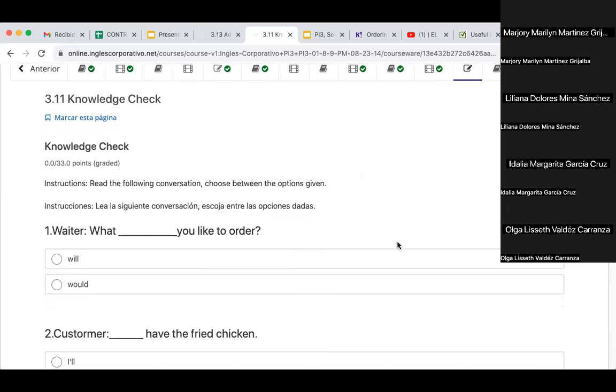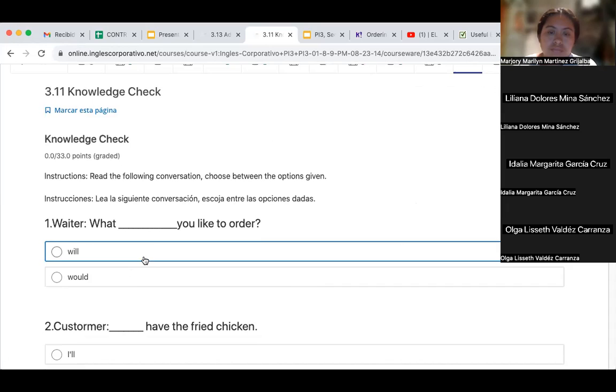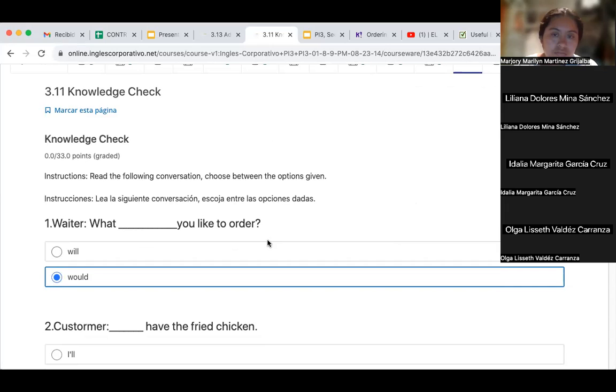Okay, choose between the options given. Okay, aquí tenemos para poder ir haciendo la diferencia. Okay, waiter. What will or would like? Would. Okay, would. What would you like to order? Would you like to order? Okay, number two.